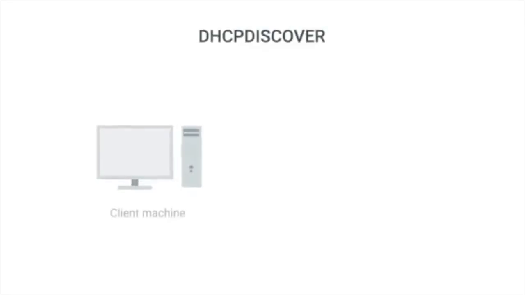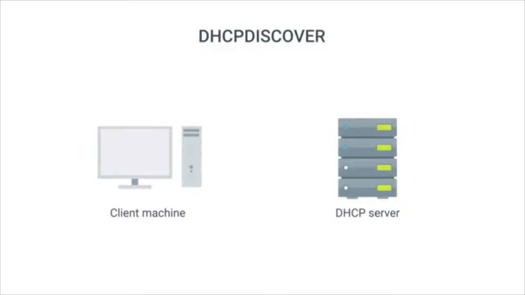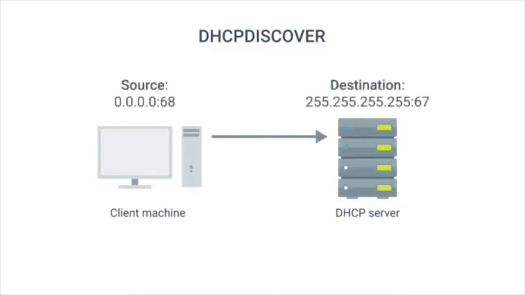DHCP listens on UDP port 67, and DHCP discovery messages are always sent from UDP port 68. So the DHCP discover message is encapsulated in a UDP datagram with a destination port of 67 and a source port of 68. This is then encapsulated inside of an IP datagram with a destination IP of 255.255.255.255 and a source IP of 0.0.0.0. This broadcast message would get delivered to every node on the local area network, and if a DHCP server is present, it would receive this message.